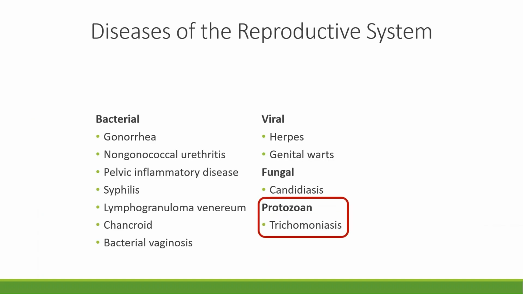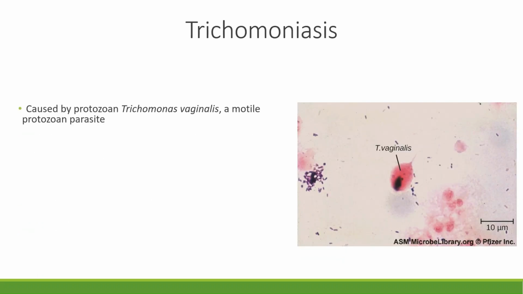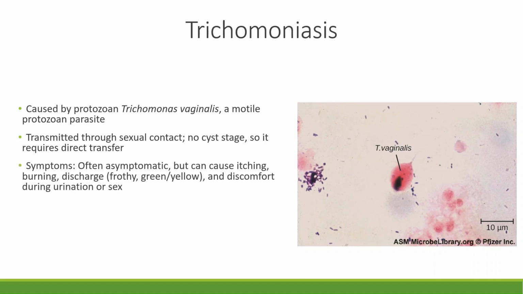Okay, lastly is a protozoan infection, trichomoniasis. This disease is caused by the protozoan Trichomonas vaginalis, which is a motile protozoan parasite. You can see it in the image here on the right. It's transmitted through sexual contact. So there's no cyst stage where it survives in between hosts. And so that is why it requires direct transfer to occur.